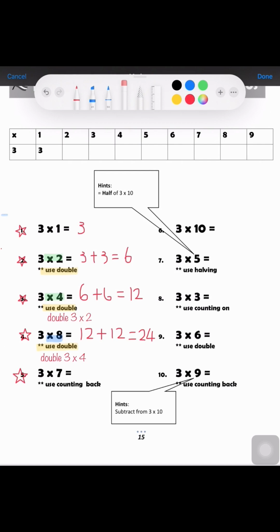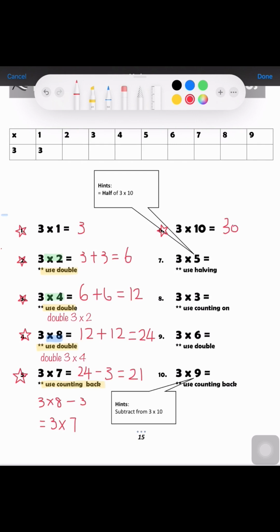Next, 3 times 7. We can use counting back to find the answer. Just now we found 3 times 8. 3 times 8 means there are 8 threes. If we take out 1 three, now it becomes 7 threes. So it is 3 times 7. This is the counting back method. Because 3 times 8 is 24, we can take out 1 three from 24 to find 3 times 7. 24 minus 3 is 21. So 3 times 7 is 21.